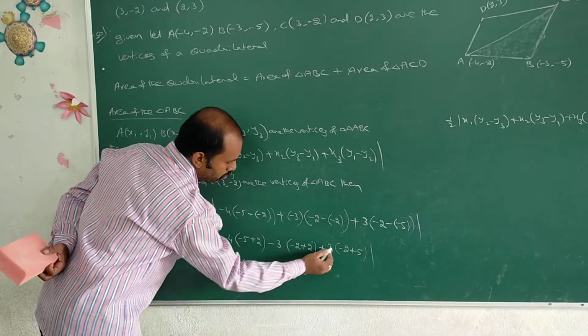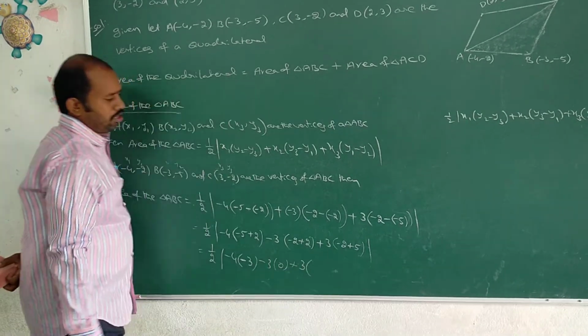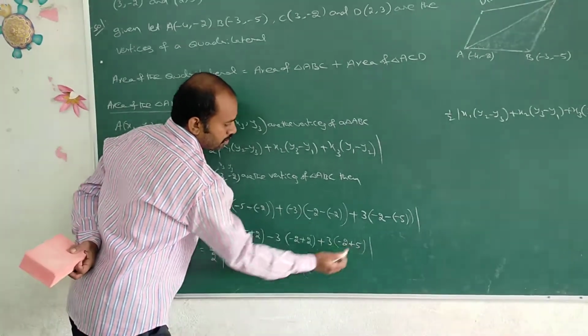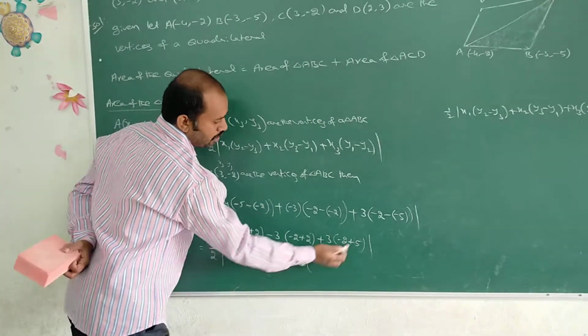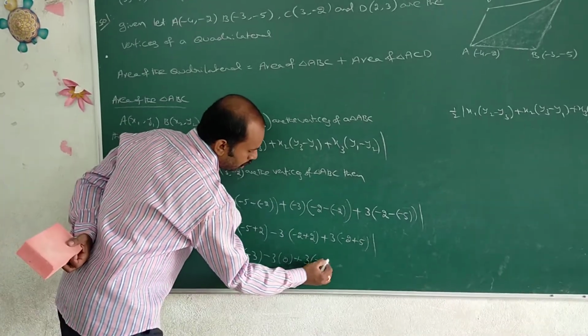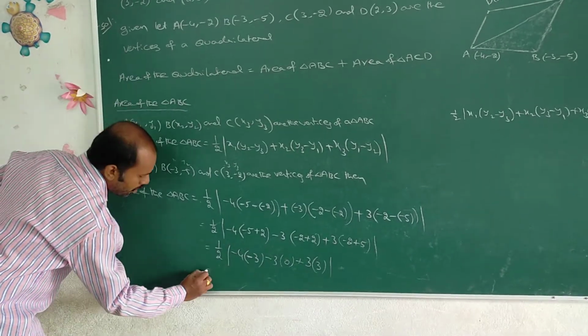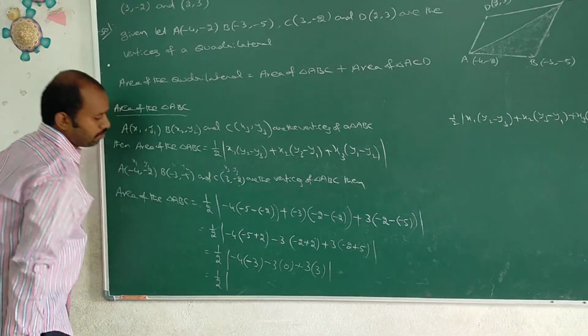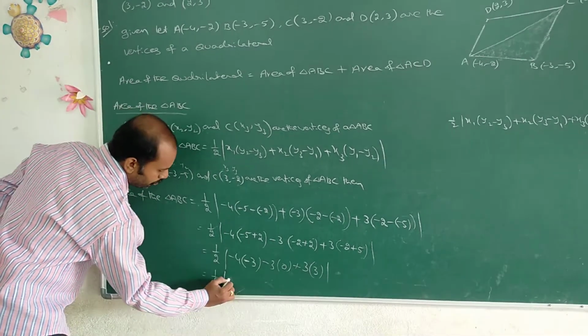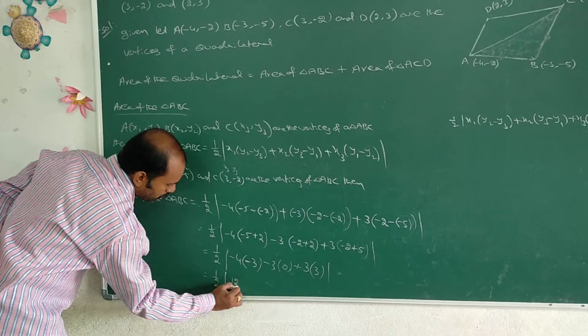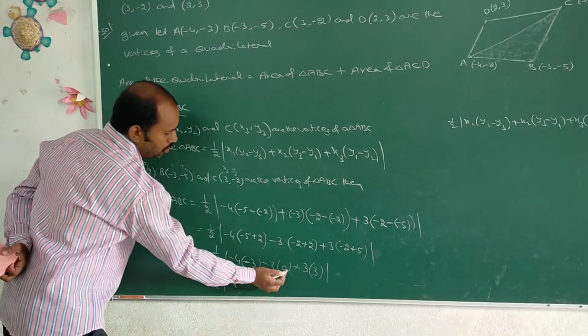Plus 3 into the third term: 3 into minus 2 plus 5. Plus is the bigger value, so you get plus here: 5 minus 2, that is equal to 3. Modulus close. Now simplify. Half into modulus of minus into minus, you get plus 4 into 3, that is 12. Then you get 3 into 0.